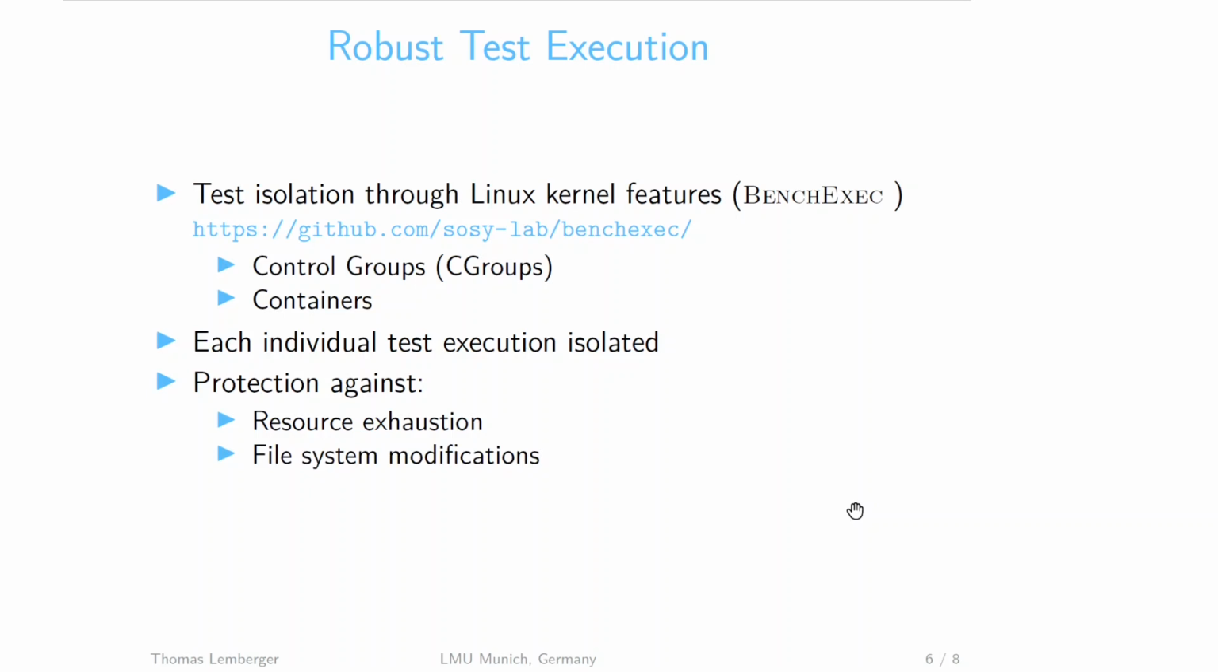We protect against file system modifications by using overlay file systems. So tools can read and write whatever they want, but whatever they change is only in memory for that single run. And we protect against dependencies between tests, because everything that is changed is only for that single test execution.